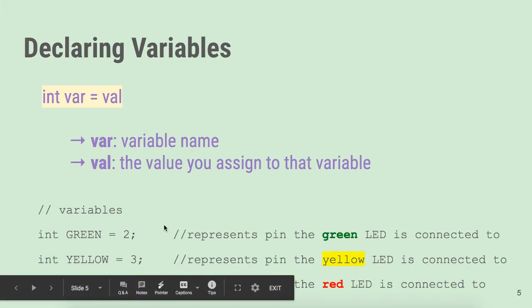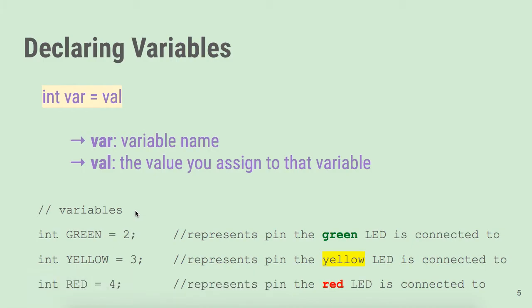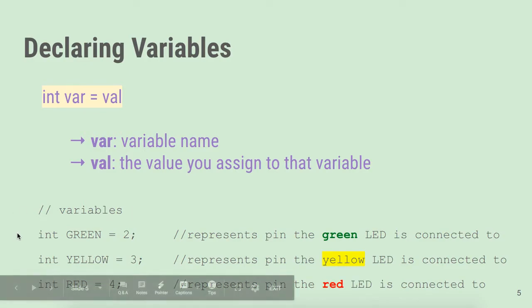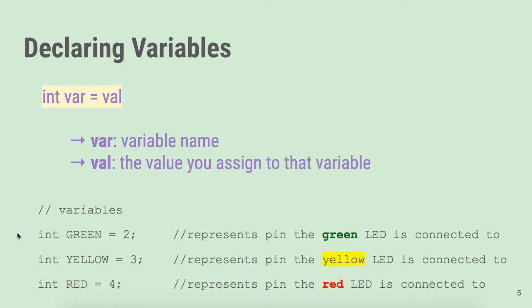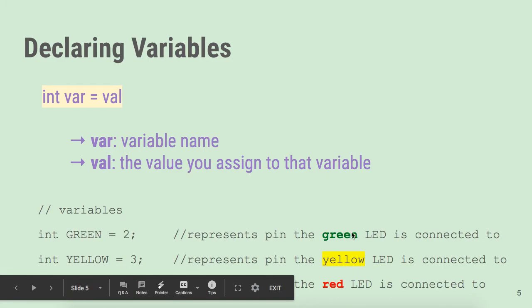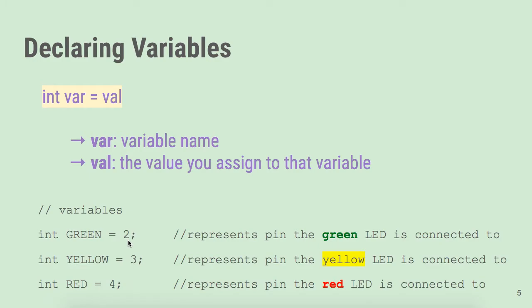So if I was writing a computer program, I would probably use two slashes, write variables up at the top, just so I know everything below are my variables. So if I write the line of code int green equals 2, what I'm really saying there is that the green LED is connected to pin 2. So in the rest of my program, instead of writing 2, I would use the word green. Okay, you're just saying that those two things mean the same thing.